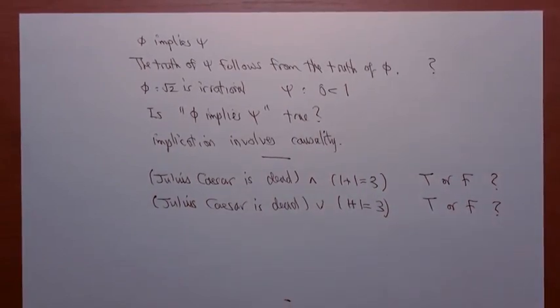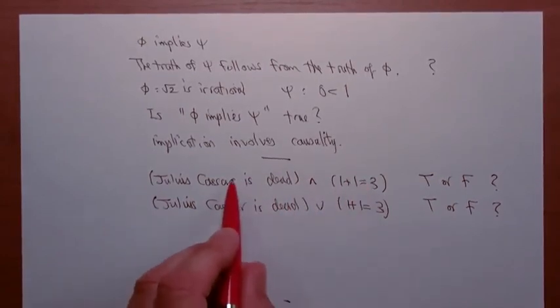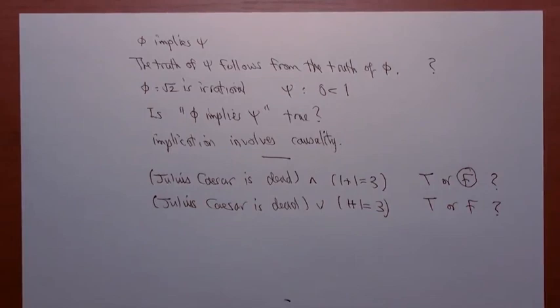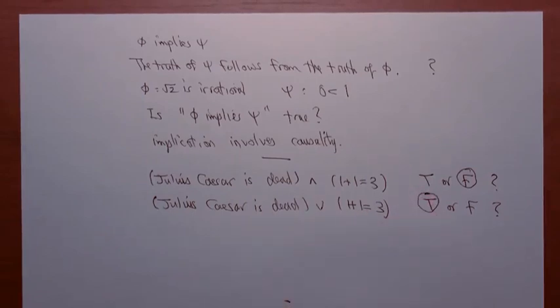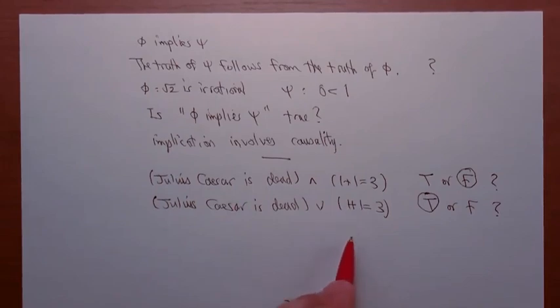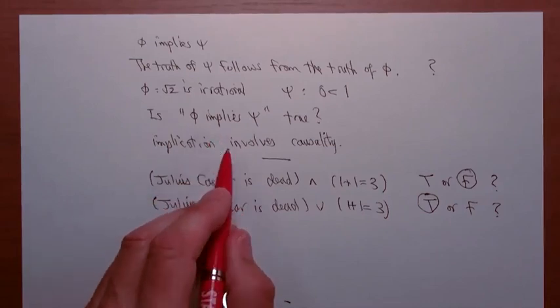Well, remember what the definition was. A conjunction is true if both conjuncts are true. This one's true, but this one's false, so the conjunction's false. This one's true, this one's false. All you need for a disjunction to be true is at least one of the disjuncts to be true, so that one's true. And the fact that there's no meaningful relationship between the two conjuncts in this case, or the two disjuncts in that case, played no role in determining what the truth value was. It was purely in terms of truth and falsity. But that's not the same with implication, because implication involves causality.